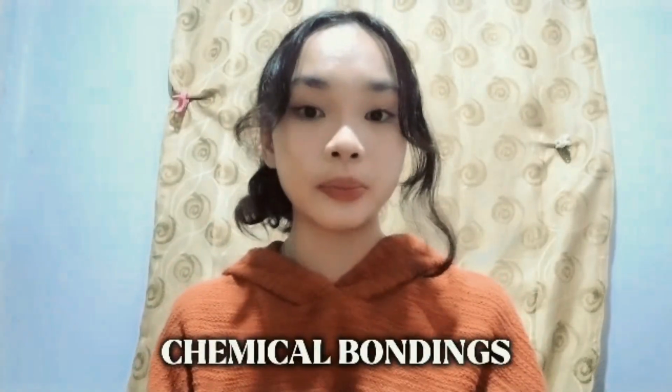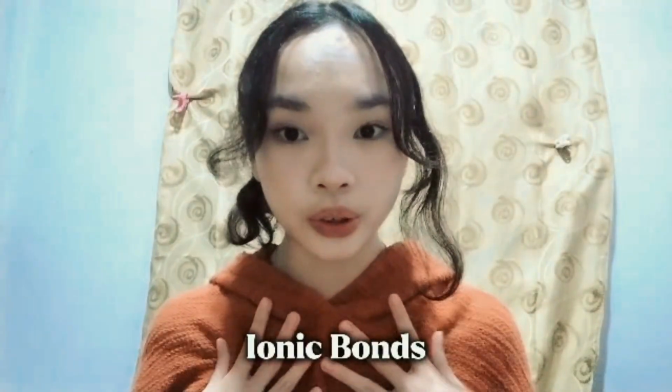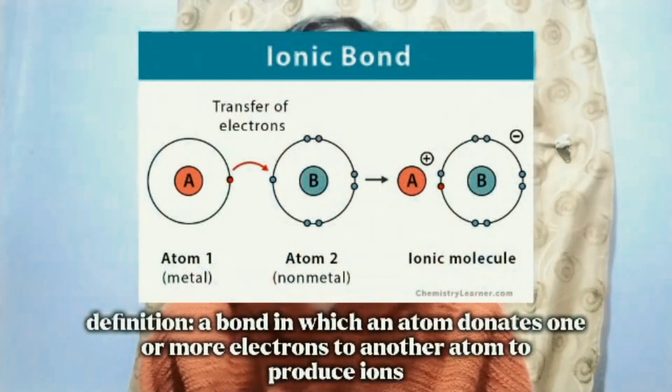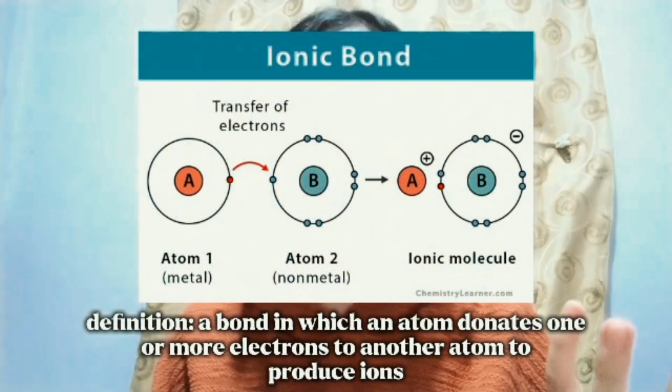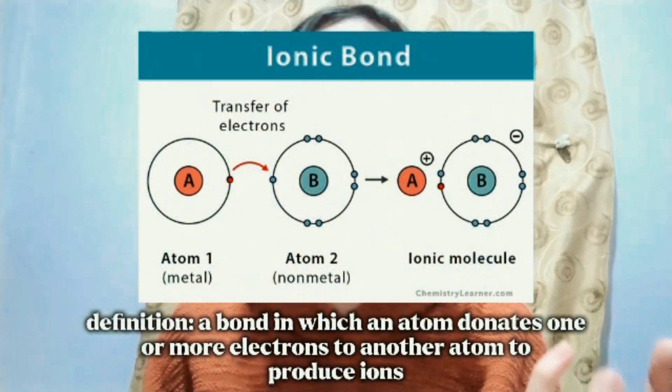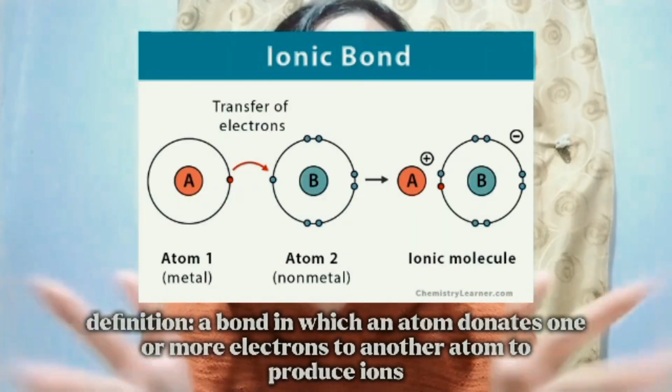Hello, my name is Elizabeth Reka, and I will explain the chemical bonding of sodium. First and foremost, sodium primarily forms ionic bonds. As we all know, an ionic bond is a bond in which an atom donates one or more electrons to another atom to produce ions.